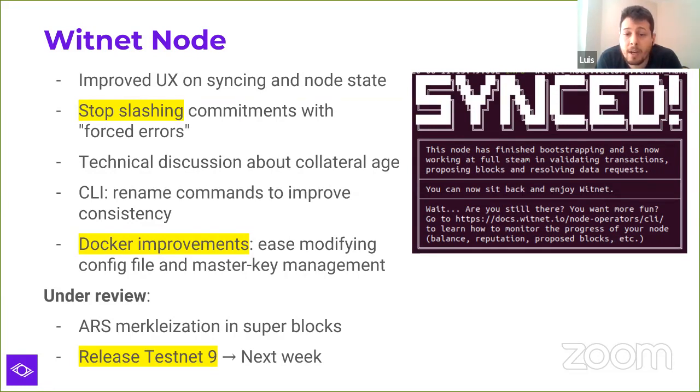And finally, under review, we include the active reputation set merkleization that Gorka spoke about before in the superblock structure to improve the bridge decentralization properties, and also the release of the new testnet that includes all those features and the transaction weight that Gorka explained before. And yeah, we can see the new testnet next week, so be prepared.